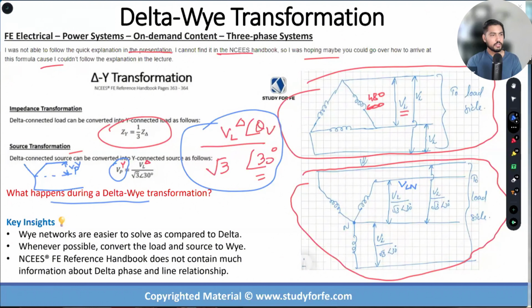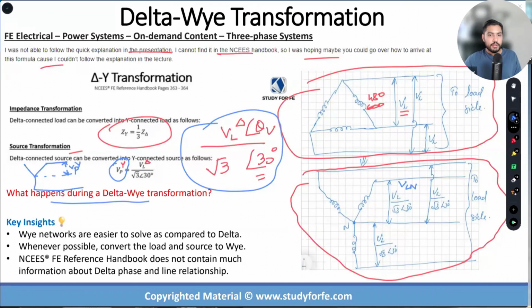Are we going out in the field and changing the wiring? I think I answered that in the live training already. Or is this just mathematical manipulation to make our calculations easier? It's the latter. But how does it work?